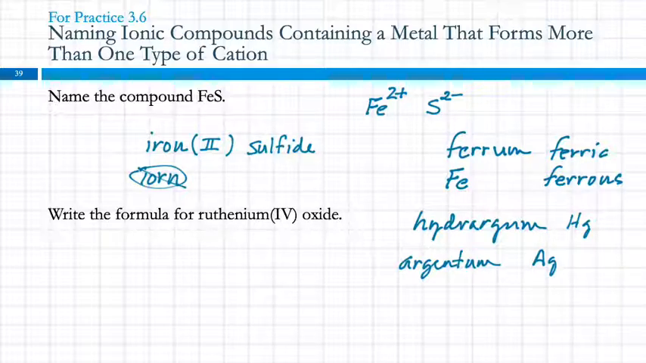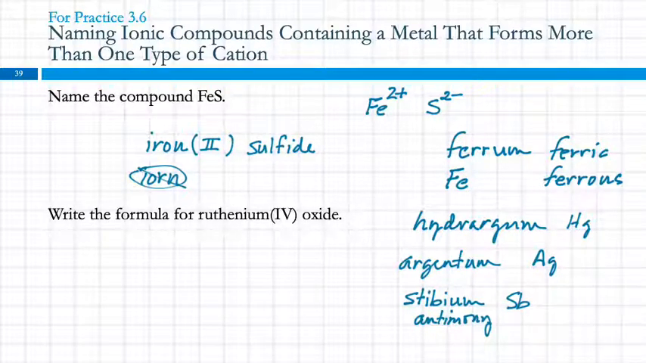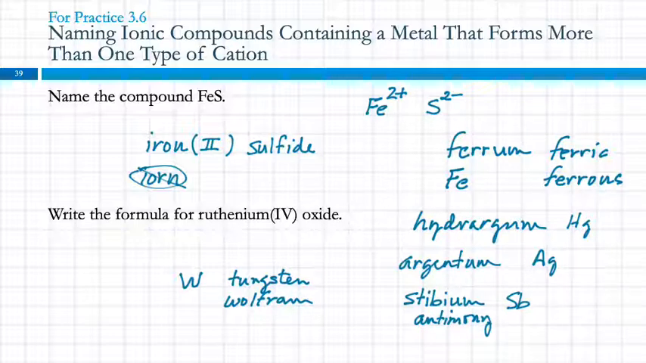Stibium. So that's why it's SB. I learned something today. Most of them are just a Latin term. Did I do that right? Stibium, that's right. So that's SB, we call it antimony. One of my favorites is W, tungsten. It's wolfram. It's German, right? Probably, yes.